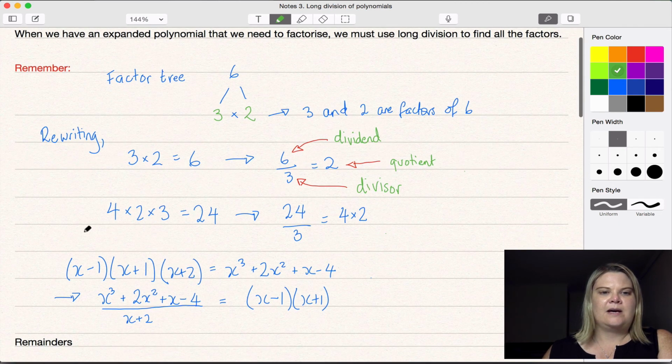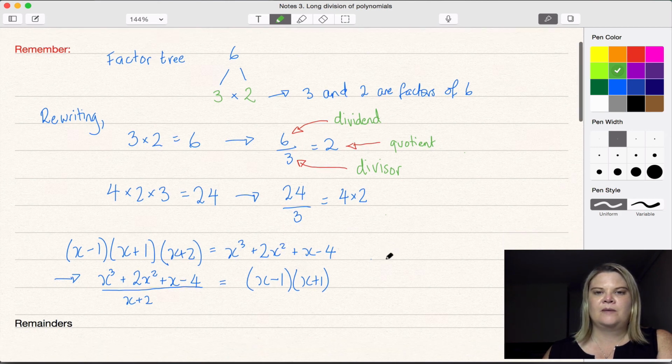Let's look at it with a polynomial. We've got 3 brackets of polynomials here, 3 linears multiplying by each other, and if you expand that on your calculator you would get this expansion. If we flip it around, so we take this expanded version and divide it by one of these factors, we get the other two factors left over. So this is the same: dividend, divisor and quotient on this side.